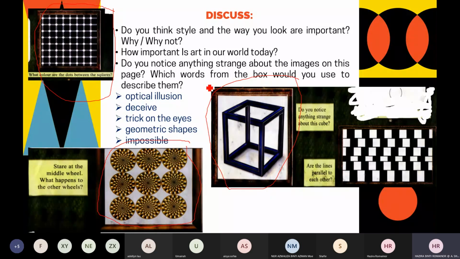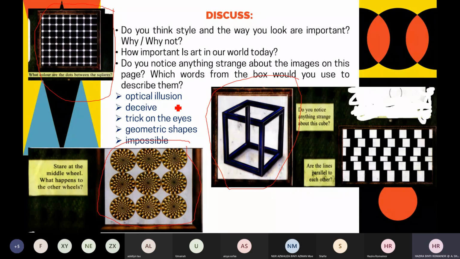Ke sama je? Macam pelik. Okey, tang mana yang pelik tu? Box tu, apa yang awak rasa pelik? Bagaimana? Kiri, kanan, depan, belakang? Atas. Atas. Okay, alright. Thank you, Halija.